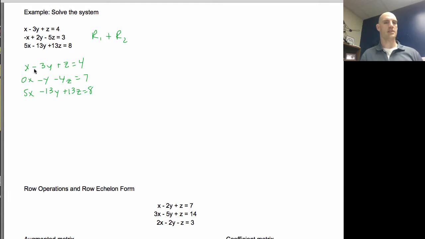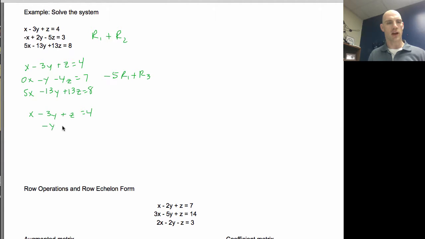Very convenient to have this x here, because now I can do negative 5 times row 1 and add that to row 3. So here, let's rewrite x minus 3y. Very important to keep track of everything as you go through these steps, and you want to have these lines where all your totals are staying the same from time to time, because we're trying to keep track of it all. So negative 5x plus 5x would be 0x. I'm going to leave that spot blank.